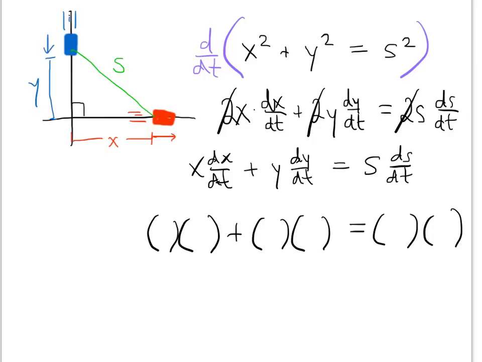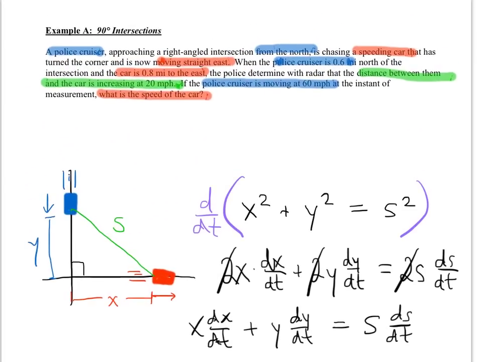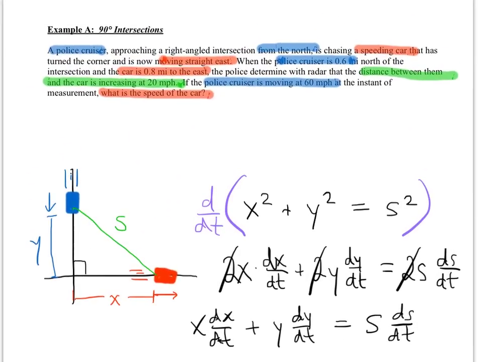Now, remember all that stuff we were highlighting before? Let's take a look now and see if we can shed some light in terms of what these things can represent. Okay? Starting from the very beginning, let's see if we can assign each value into a variable. So a police cruiser approaching a right-angled intersection from the north is chasing a speeding car that has turned the corner, now moving east. When the police cruiser is 0.6 miles north, what variable is that?